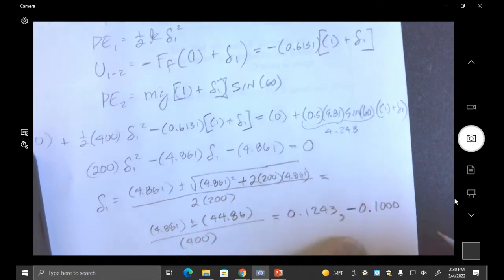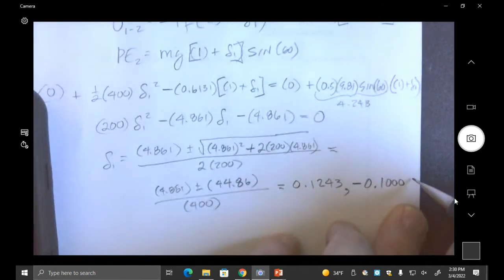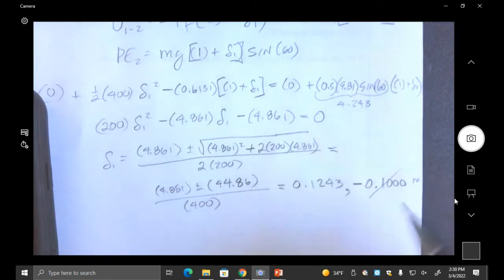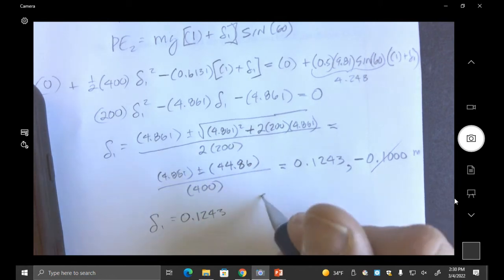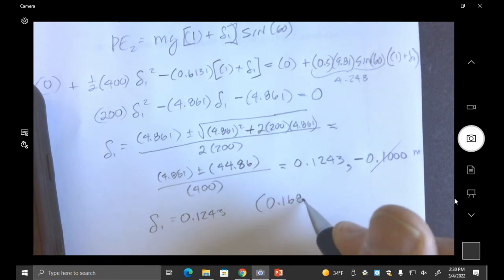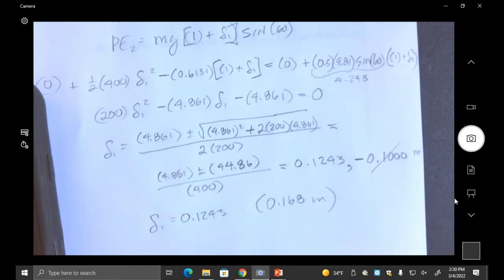I'm sorry if I went off the page right here. But this is meaningless. So the del 1 is 0.1243. Whoop, got a different value from him. I must have done some math wrong. He says that it is 0.168.